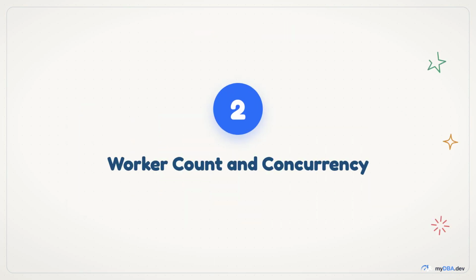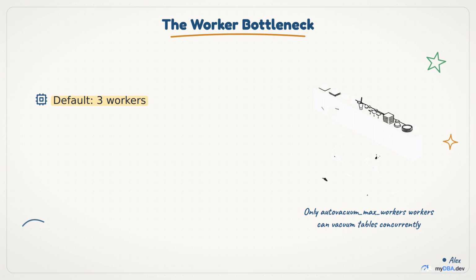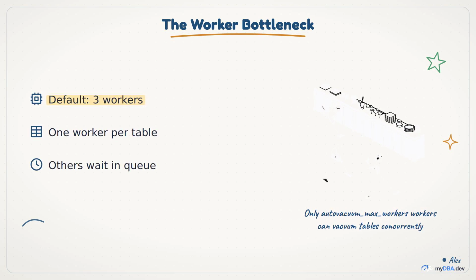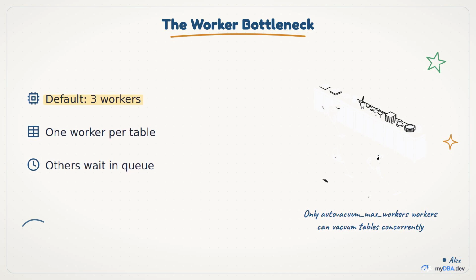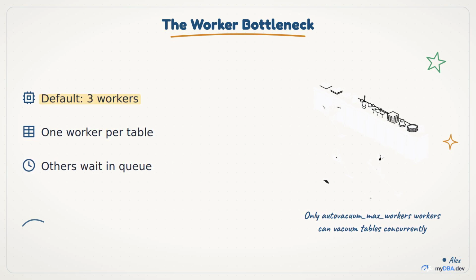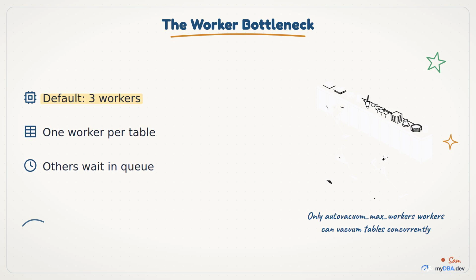Next bottleneck, worker count. By default, Postgres is configured to run up to 3 Autovacuum workers at once. Each Autovacuum worker handles 1 table at a time. If you've got 100 tables that all need vacuuming, only 3 are being worked on. The rest wait. On a busy database with lots of small, high-churn tables, you can easily have a backlog. So even if I raise the cost limit, if I've got more tables than workers, some just sit there?